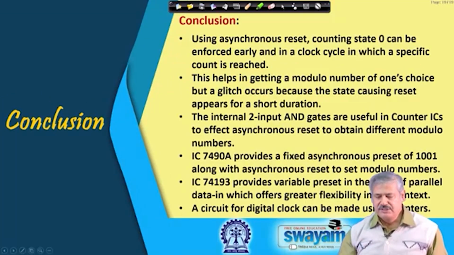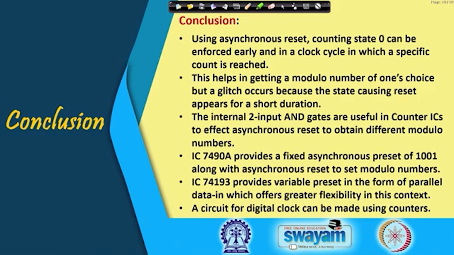So with this we conclude: using asynchronous reset, counting state 0 can be enforced early, in a clock cycle in which a specific count is reached. So 0 0 0 0 will be there whenever that particular count value reaches. This helps in getting a modulo number of one's choice, but a glitch occurs because the state causing reset appears for a short duration. In the next class, the final class on this counter, we shall see what could be an alternate arrangement by which we can get this glitch removed, or we can have a different kind of counter design paradigm.